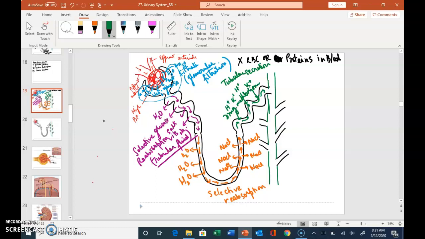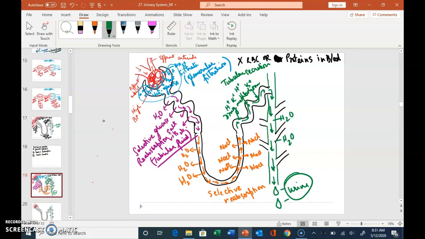And then this fluid enters the collecting duct, and in the collecting duct there can be further reabsorption of water, and then ultimately you end up having urine. So this is urine. Okay. Now, where does this urine go?